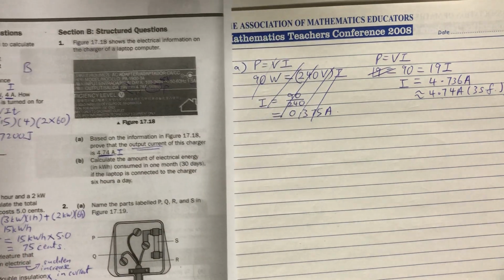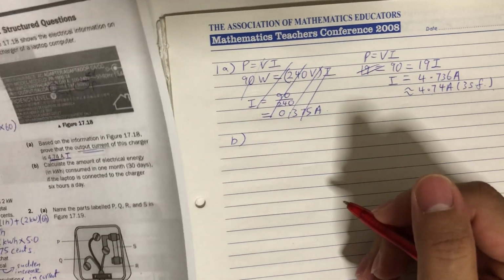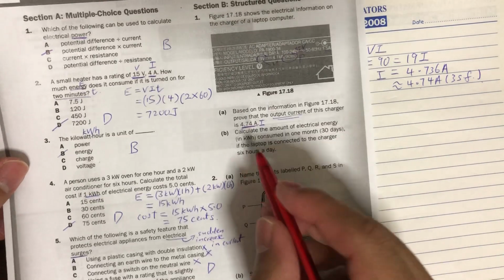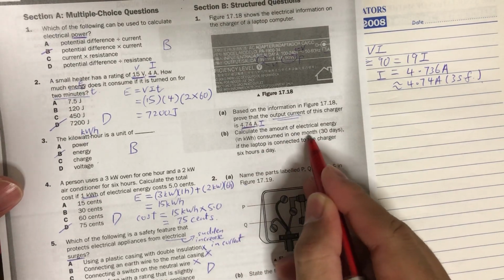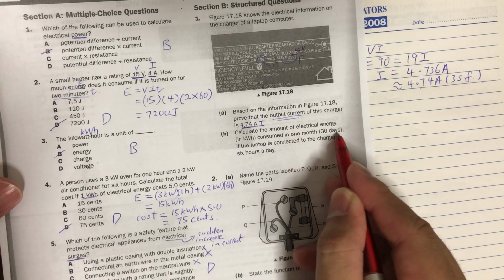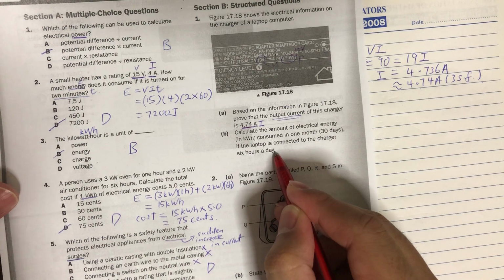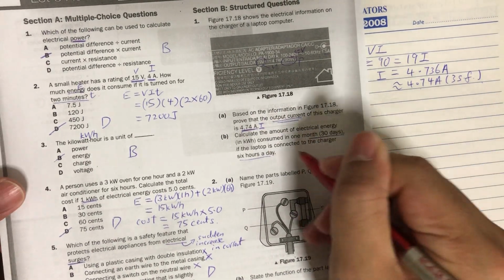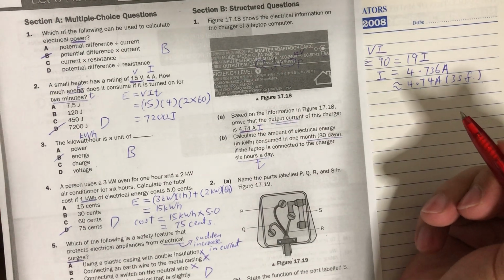Let's look at part B now. Calculate the amount of electrical energy in kilowatt hour consumed in 1 month, which is 30 days, if the laptop is connected to a charger for 6 hours a day. Wow, there's so much information. But if you look at the information for time, it's actually broken up into quite a fair bit.